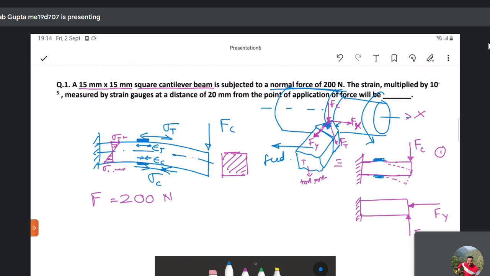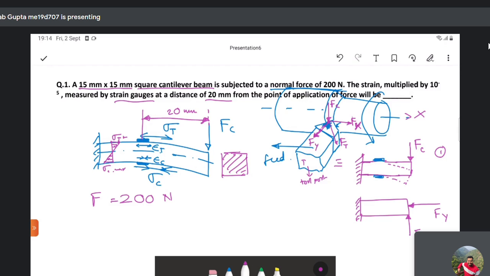So you have said that F is equal to 200 Newton, and the strain is multiplied by 10 to the power minus 5. You need to find that at a distance of 20 mm, if the strain gauge is placed at a distance of 20 mm from the point of application of load. So you have said that the distance from the line of action of the load till the strain gauge is 20 mm.